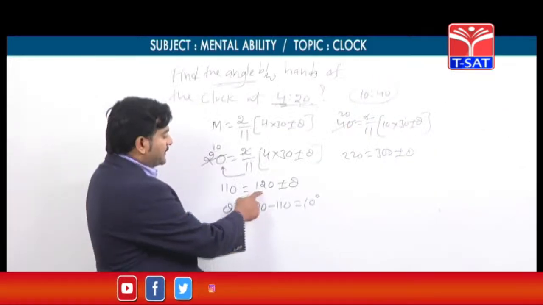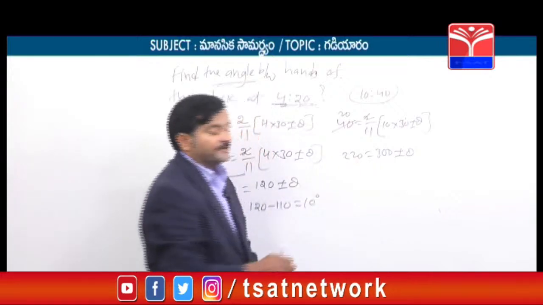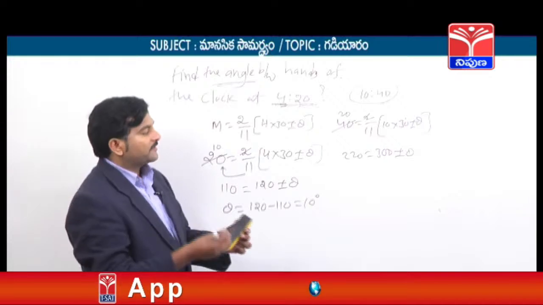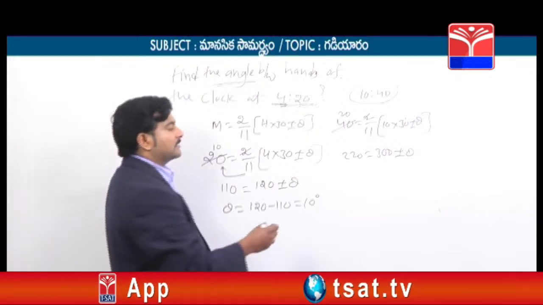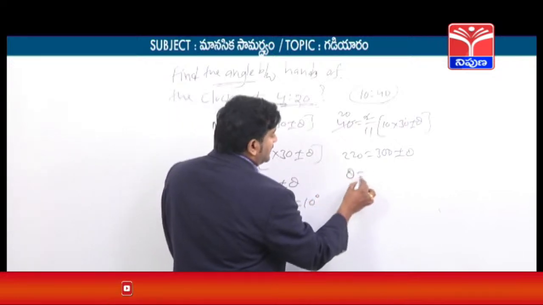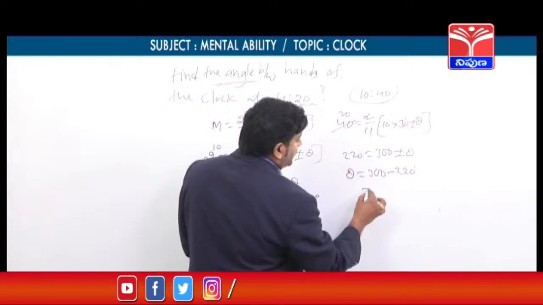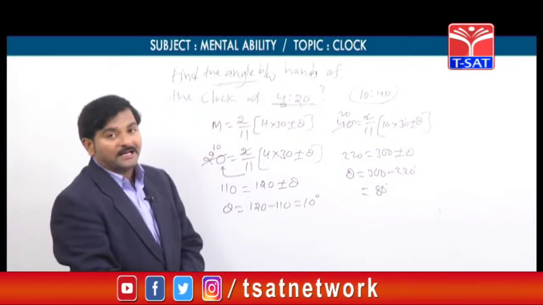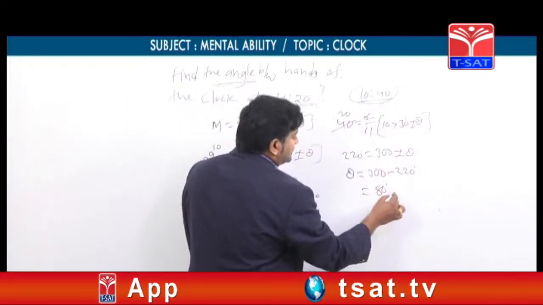Here I am getting a big value, here I am getting a small value. Here also I am getting a big value and a small value. Blindly you can subtract the small value from the big value, that will give the angle between the hands of the clock. So what I mean to say, theta is equal to 300 degrees minus 220 degrees. How much can you say? 80 degrees. Therefore the angle between the hands of the clock at exactly 10:40 is how many degrees?